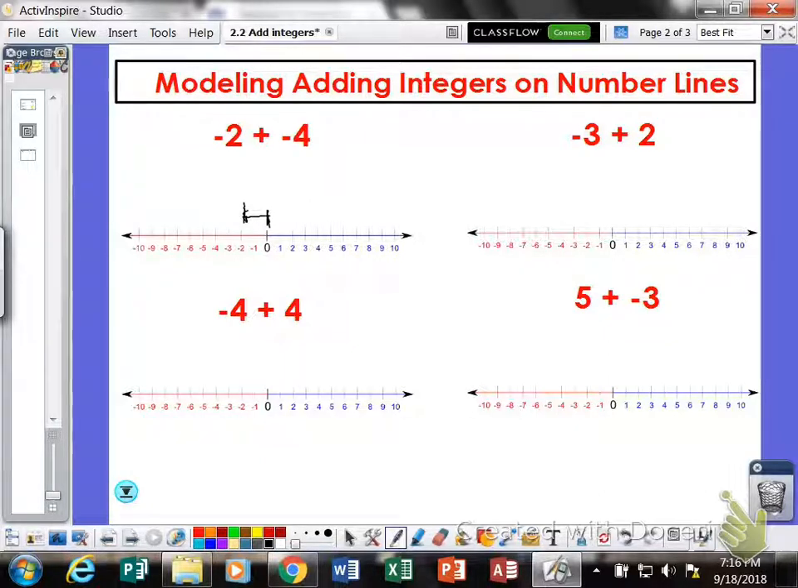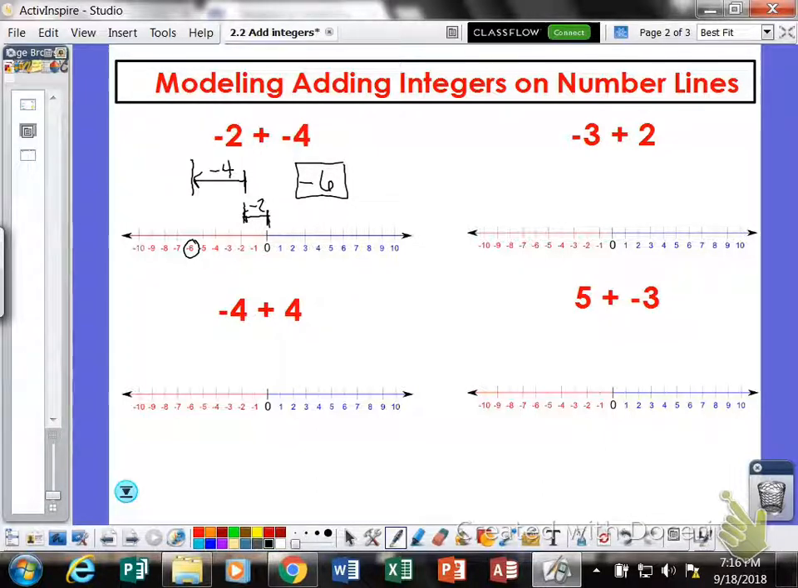Now, I have to add. Add means go to the right, and I want to add -4. But it's a negative. So now I'm adding, but I'm adding more negatives. So from this position, I now want to go 4 more this way. So count 1, 2, 3, 4, and I end up right here. And if I follow it down, my answer is -6. So -2 and then -4 would give me -6 as my answer.